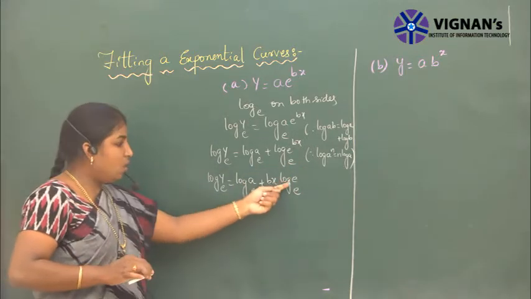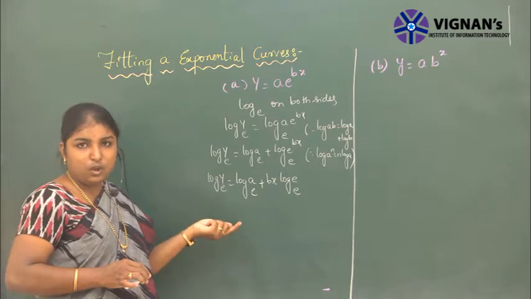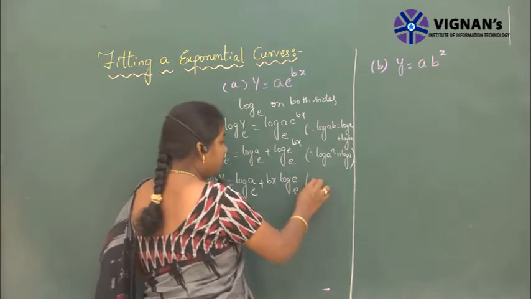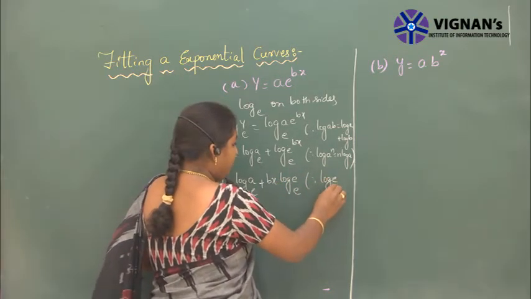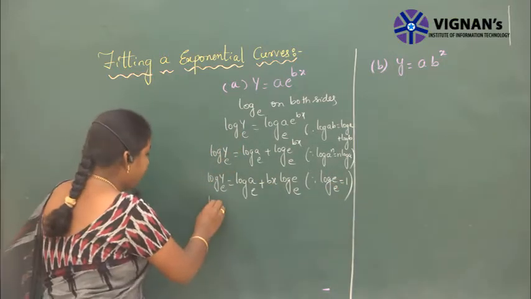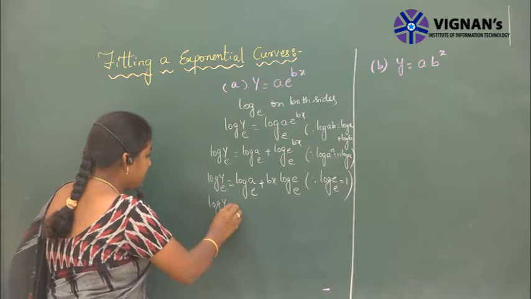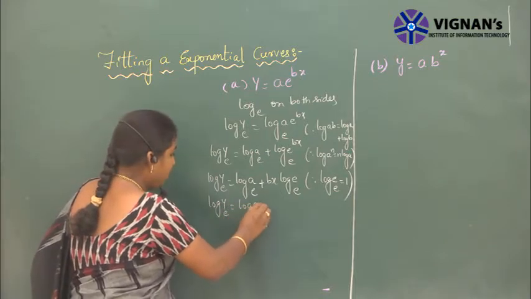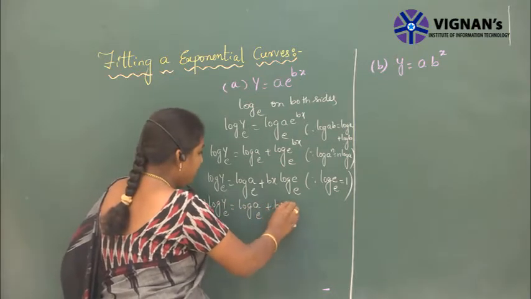Again we know that the value of log e base e is equal to 1. So now we substitute here: log y base e equal to log a base e plus bx.